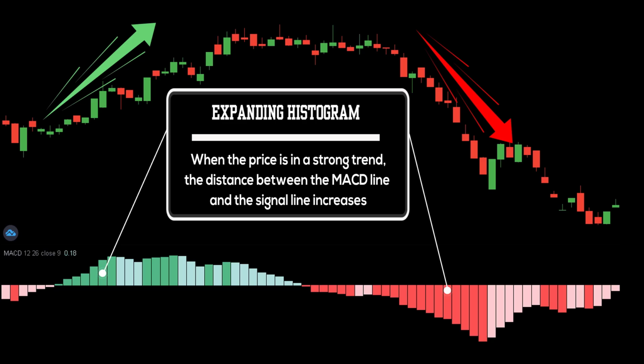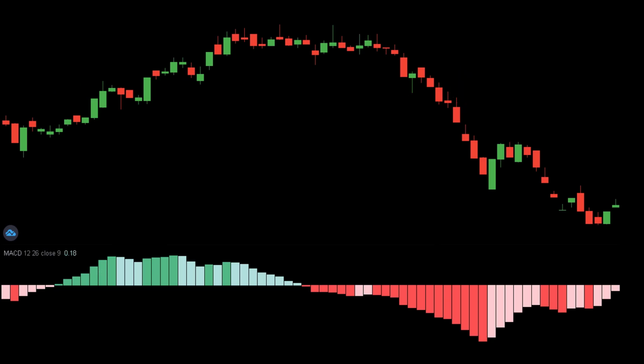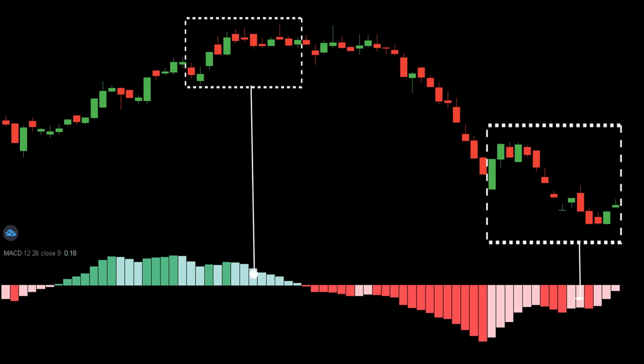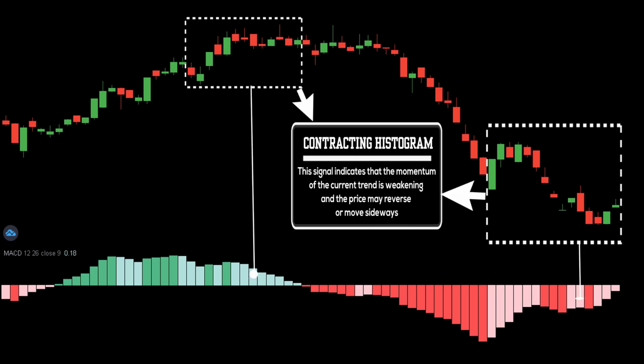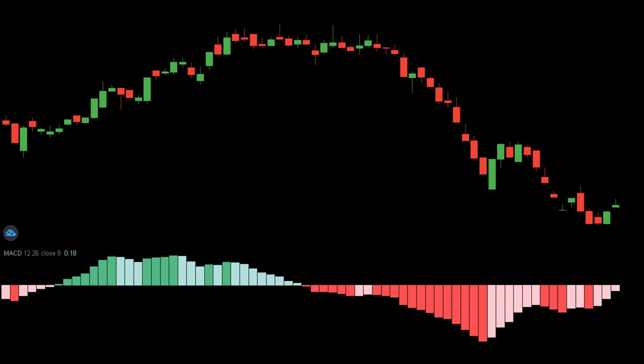So, when you see the histogram growing, it's a good time to look for trades in the direction of the trend. As the trend weakens, the histogram starts to contract. This contraction signals a loss in momentum, which often comes before a price reversal or a sideways market. At this stage, it's usually wise to exit your position and wait for a new trend to emerge.